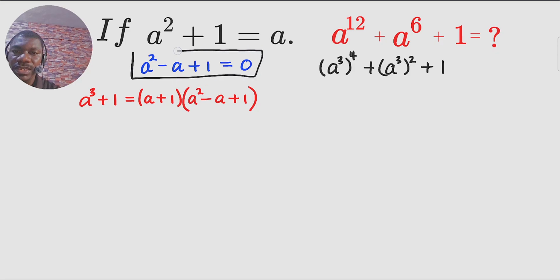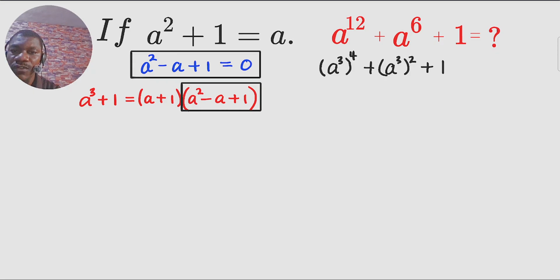Now you can see that the whole of this, that is a squared minus a plus 1, equals 0, which is applicable here. If you plug in the 0 here, it means that the whole of the right hand side will be equal to 0, which implies that a raised to 3 plus 1 would then be 0.